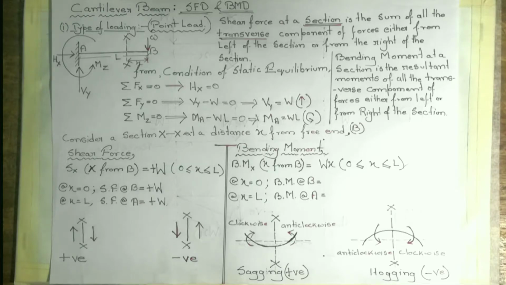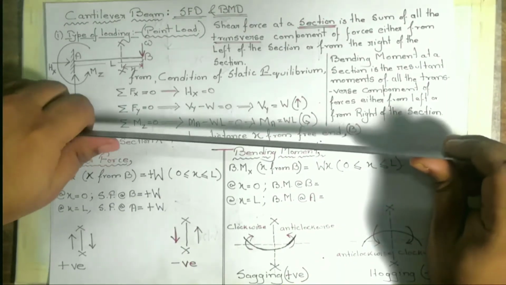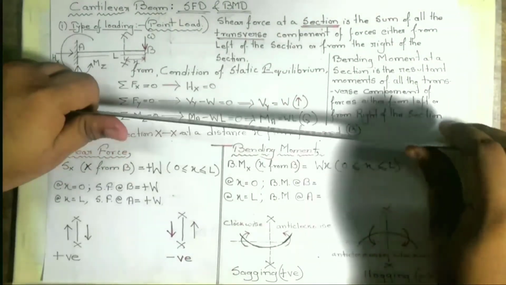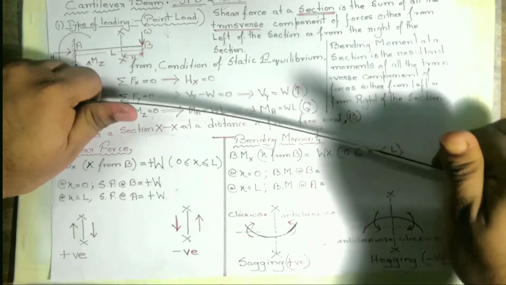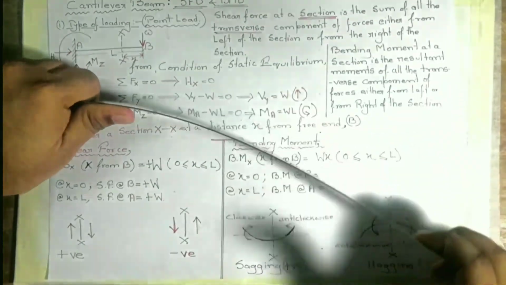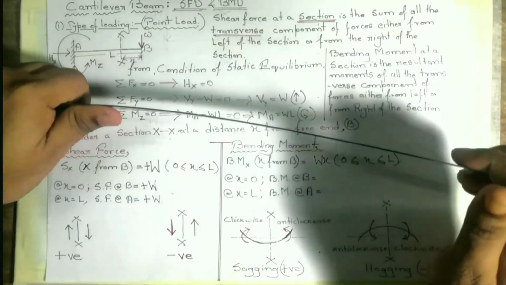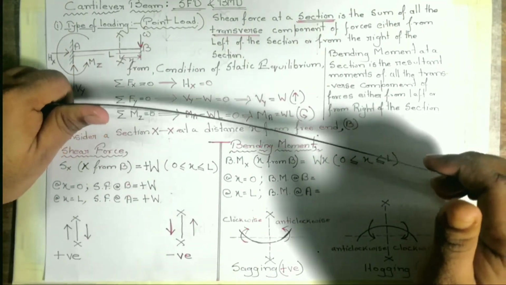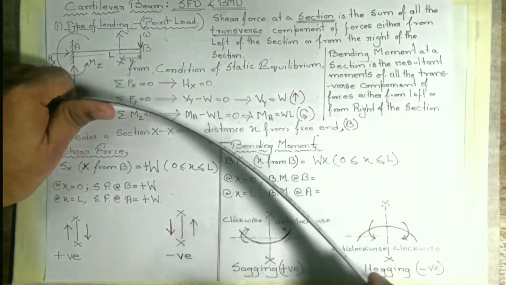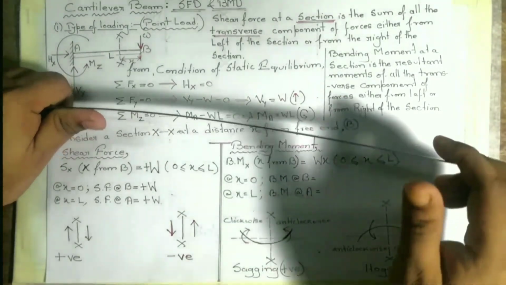In this case, it is clear to us that due to this particular loading W, for example, if I consider this to be the cantilever beam, I am fixing this beam here. Now I am applying a load in the downward direction. It is clear to us that this particular loading has created a clockwise moment at point B, which results in a hogging bending moment.